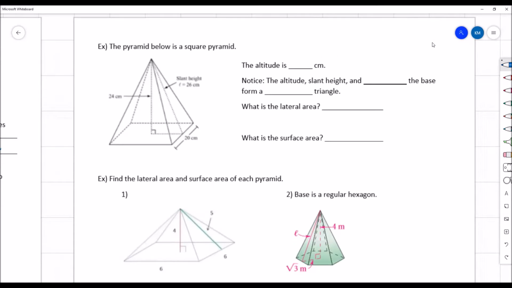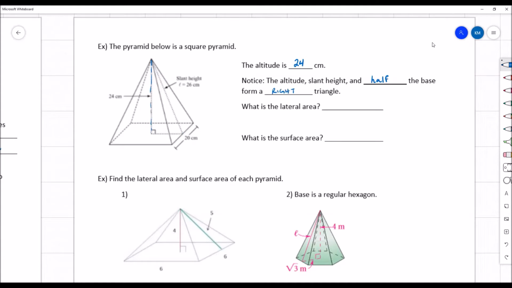Here we're given a square pyramid. It says the altitude, the perpendicular distance from the vertex to the plane of the base, is 24 centimeters. Notice the altitude, slant height, and 1/2 the base form a right triangle. The altitude and 1/2 the base are the legs, and our slant height is the hypotenuse.